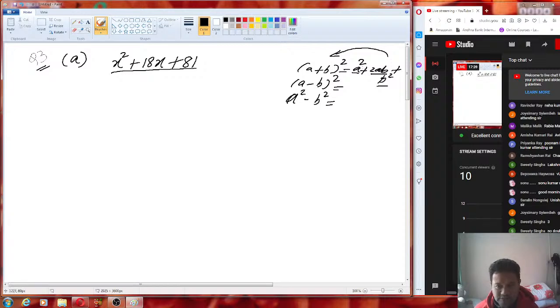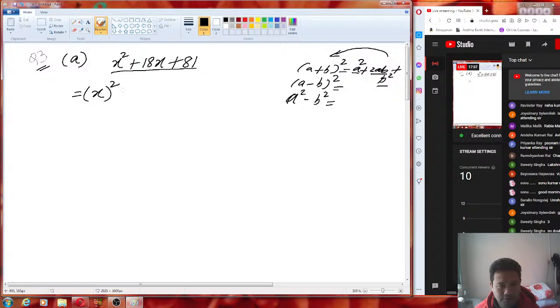But how to bring it in this form? Okay, that is the main part of this exercise. How to bring this expression in the form of a formula? Okay, so x squared we already got as a squared, so we can put it in the bracket like this.